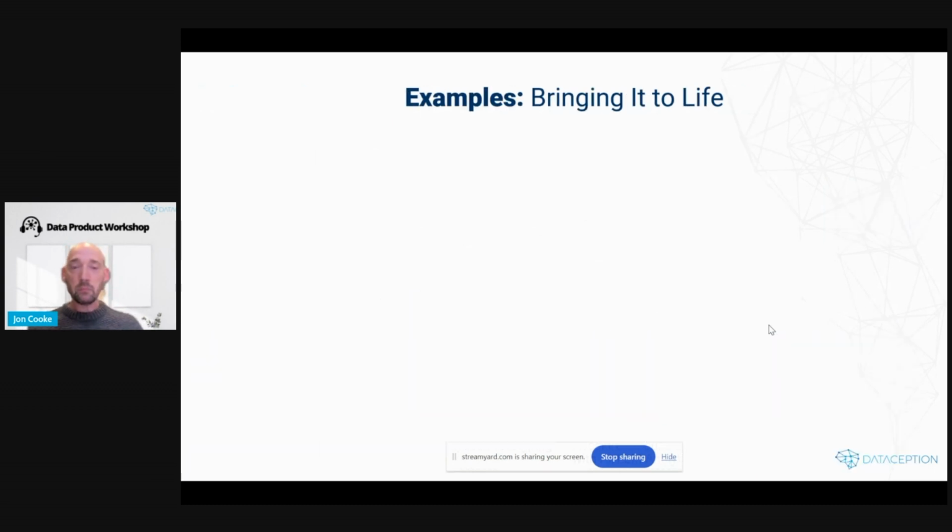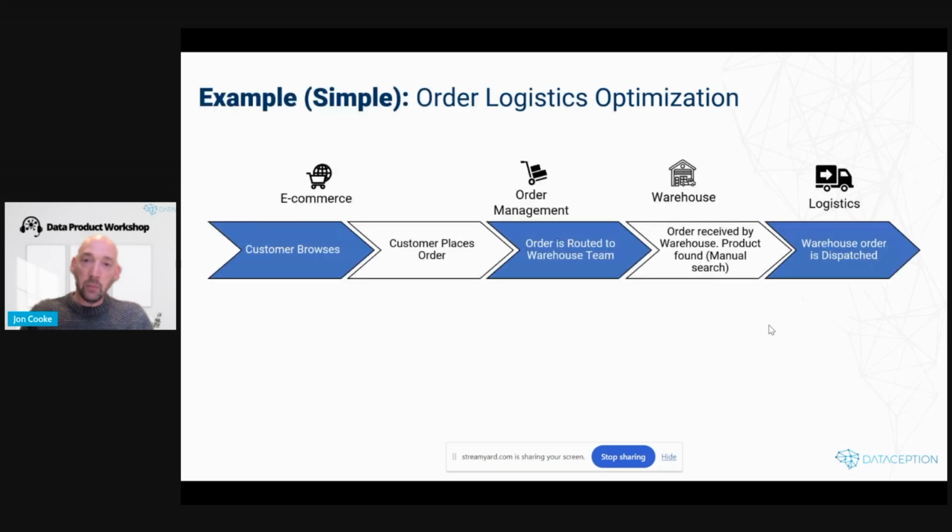Right, so bringing it all to life. What does this mean? What does this actually look like? I've put together a very simple example, and it is very simple, just to iterate what we're talking about.